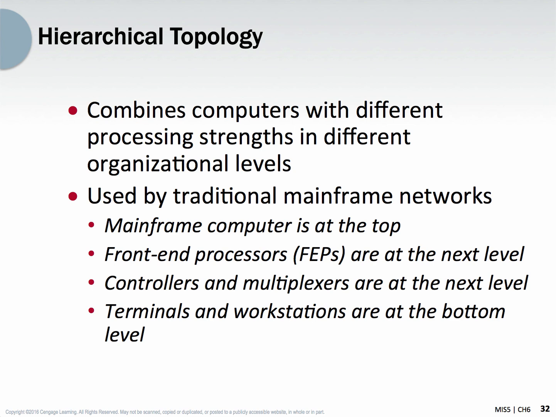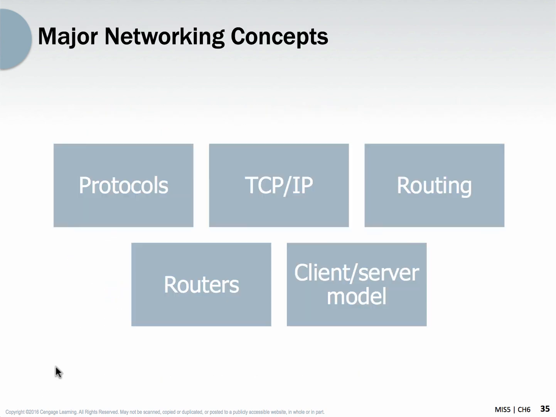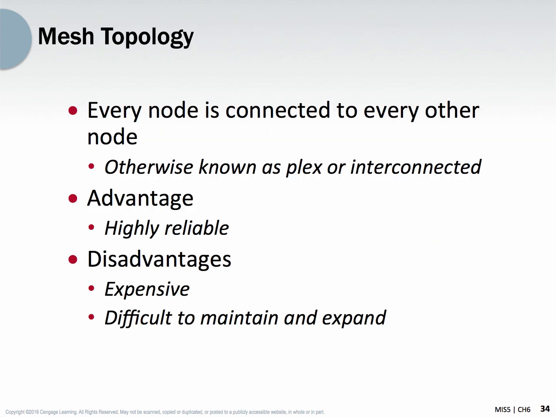Okay. To extend those words a little bit, a controller is a hardware software device that controls data transfer. A multiplexer is another hardware device that allows different nodes to communicate with one another. An advantage of this is that it offers control. It's cheaper than a bus or a ring topology in terms of just maintaining the network. But the problem is that it's difficult to expand.